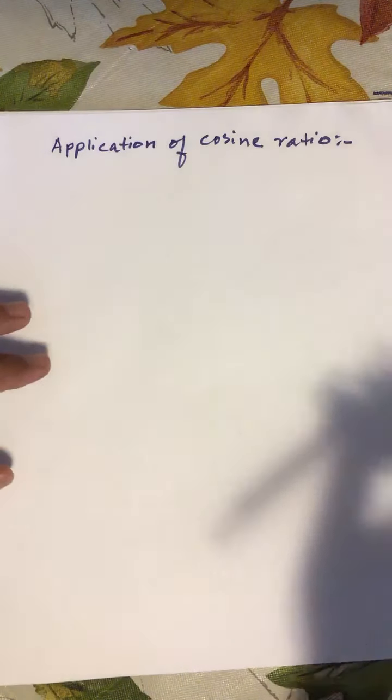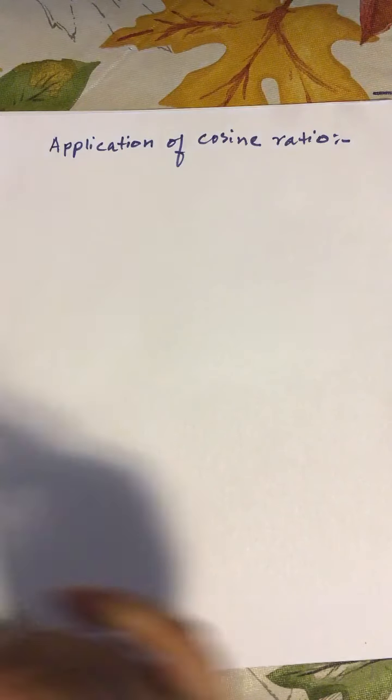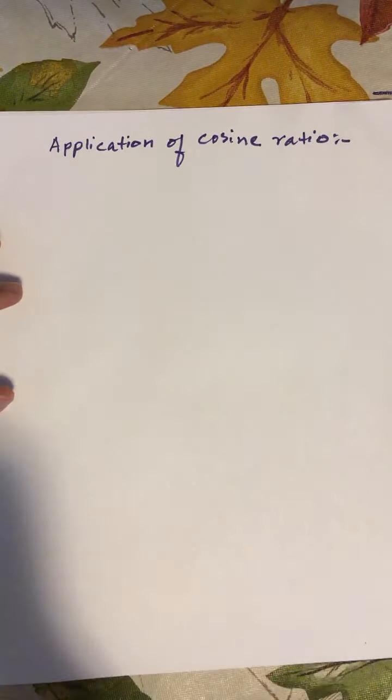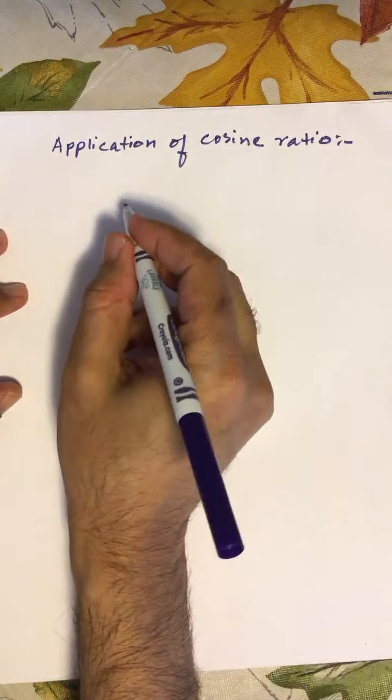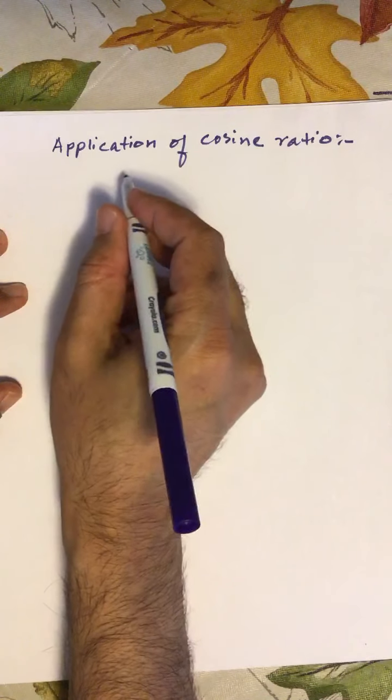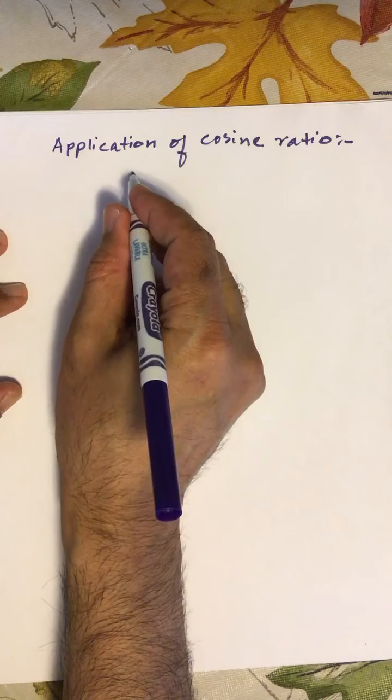Okay, students, so today we are learning about application of cosine ratio. We did learn about the application of sine ratio in the previous lesson. So I'm going to tell you how it works. How we remember the formula of cosine is we have SOH CAH TOA, as in the previous lesson. You must remember it from the previous lessons.